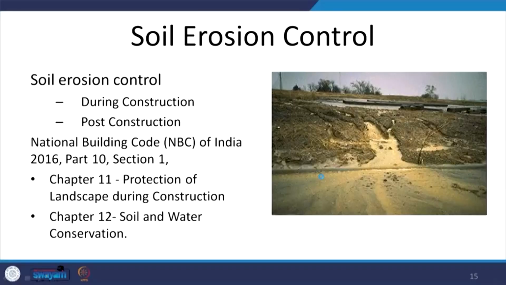So these are two different strategies, and these practices for soil erosion control are also mentioned in NBC 2016 in chapter 11 and chapter 12, where protection of landscape during construction and soil and water conservation are being addressed.